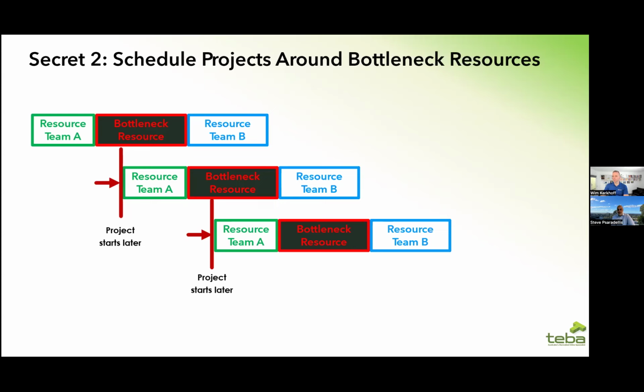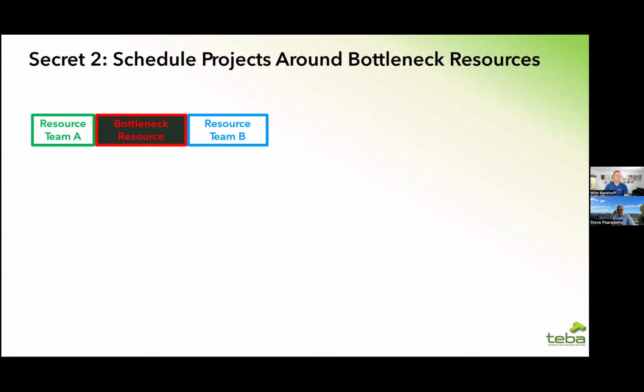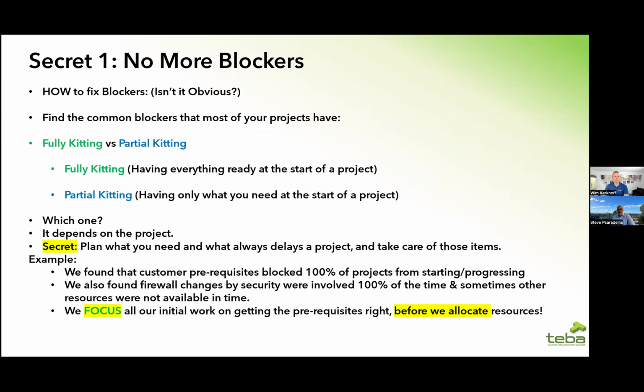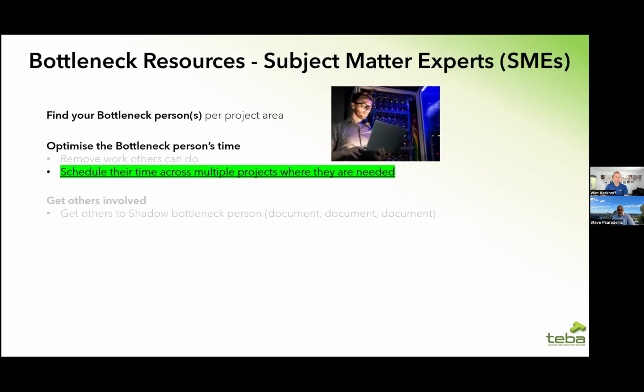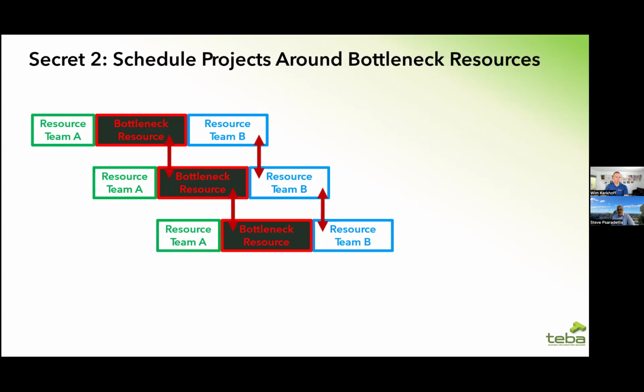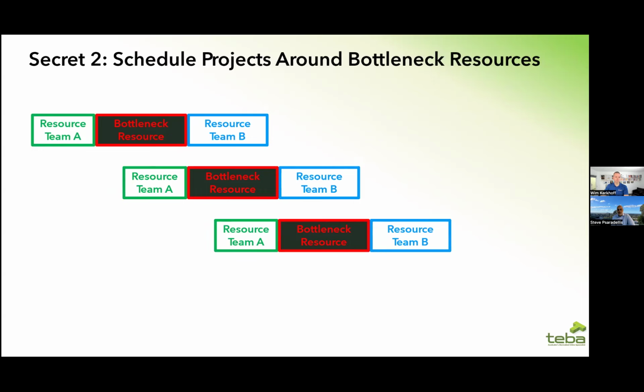So that's how you do it. Now, again, this looks simple, but it is hard to implement. It takes discipline and it takes planning. But please do secret number 1 first. You definitely want to do secret number 1 because you want to have the already known blockers removed before you even start a project or before you finish a project. Then do secret number 2, which is scheduling your bottleneck resources for projects and then scheduling everything else around them.